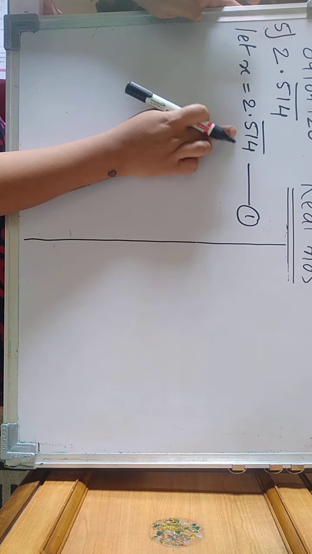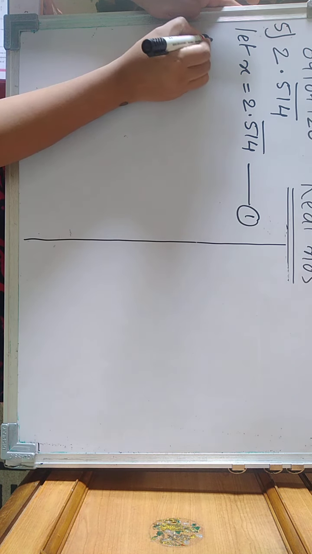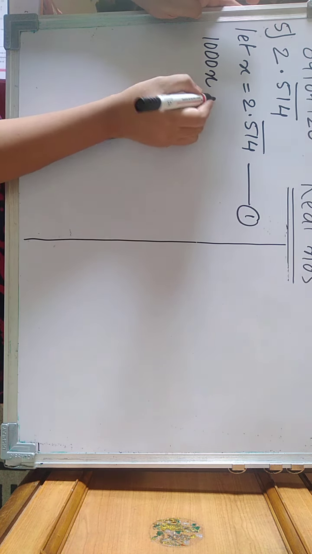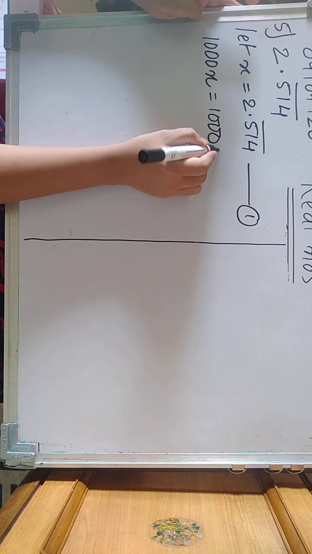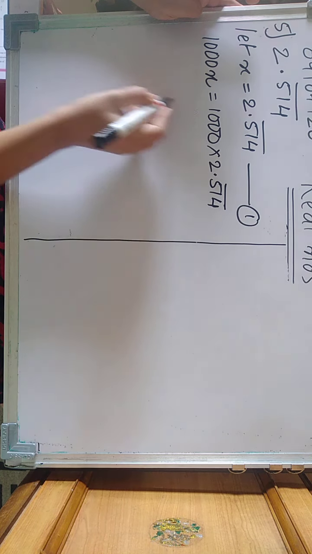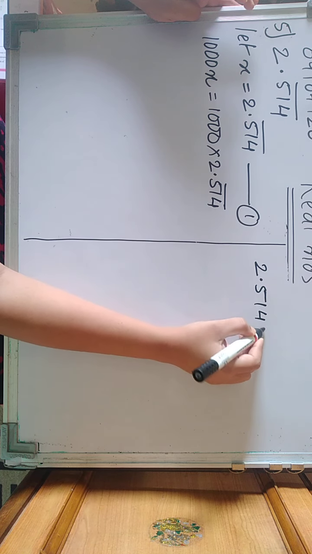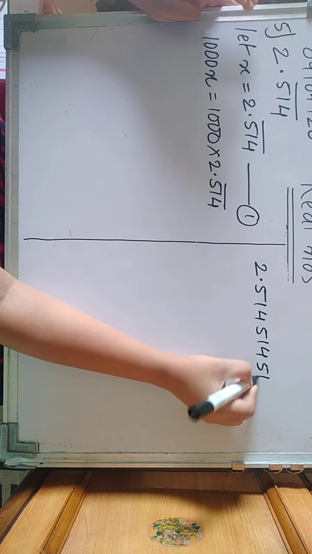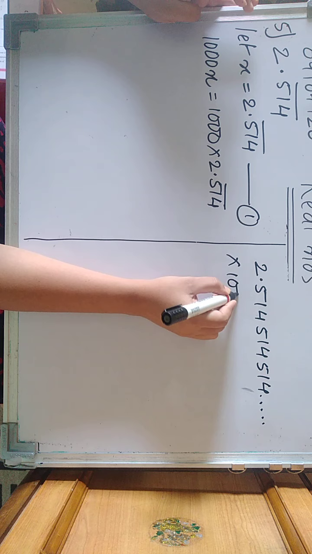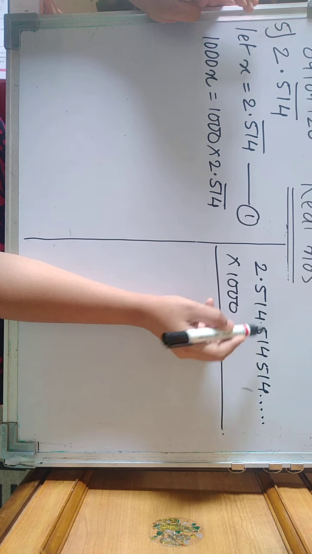After that you have to observe how many digits are repeated. 514. 3 digits are repeated. So if it is 3 digits, that means you should multiply with 1000, because 1000 has 3 zeros, and the same 1000 you will multiply on the other side. So 1000 into 2.514. See, 2.514 looks like this: 514, 514, 514 and so on. When you multiply it with 1000, 3 decimal jumps happen. 1, 2, 3. So the decimal comes over here.